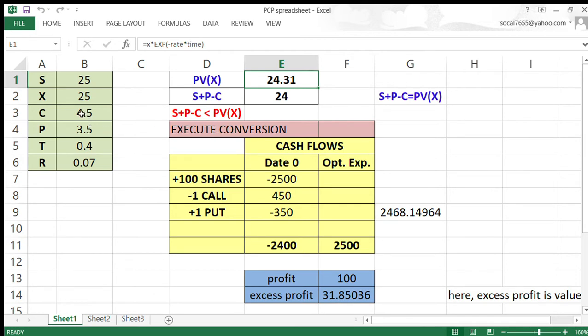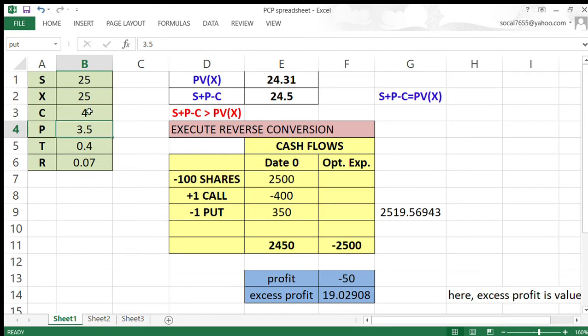What if the price of the call were $4? Okay, if the price of the call was $4, I want you to note that the price of the call was still 4, which is greater than 3.5. The price of the call was still greater than the put for these at-the-money options. But now S plus P minus C is greater than the present value of the strike price, indicating that a reverse conversion would be profitable.